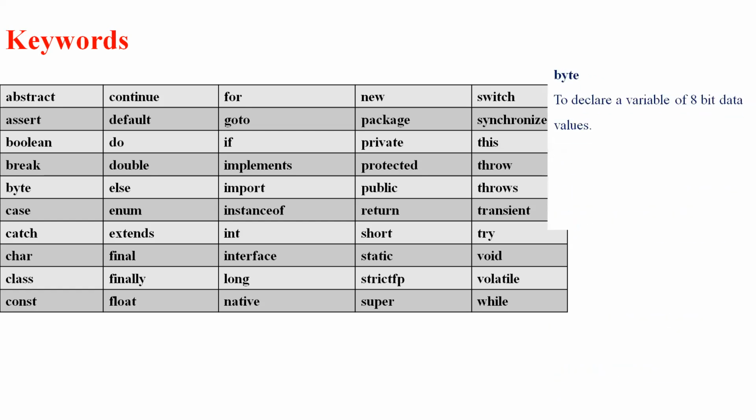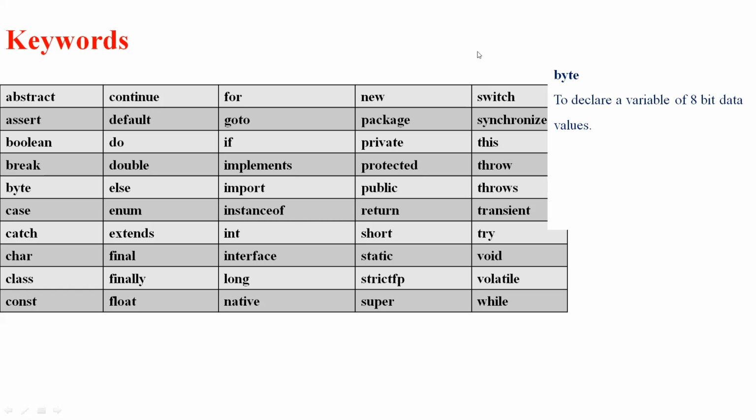So next we have byte. Byte is a data type that can store whole numbers. By using this byte, we can declare variables which hold 8-bit data values.